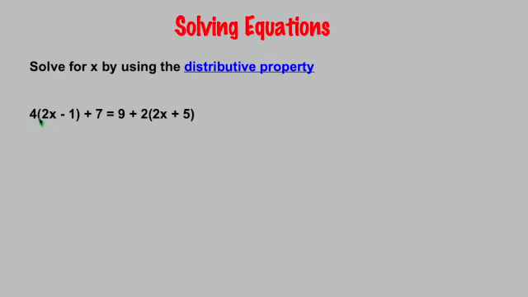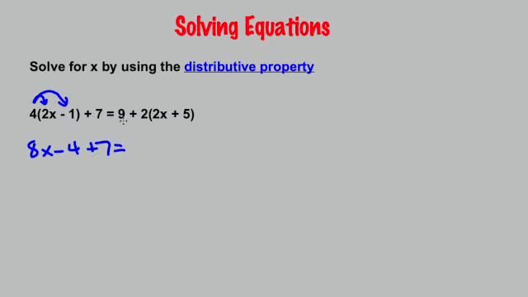All you got to do is, when you see these parentheses here, this means 4 times everything inside. So we're going to take 4 and multiply it by 2x, and we're also going to multiply it by -1. So 4 times 2x would be 8x, and then 4 times -1 is -4. And we still have a +7. It was not in the parentheses, so we're just going to leave it alone and write +7.